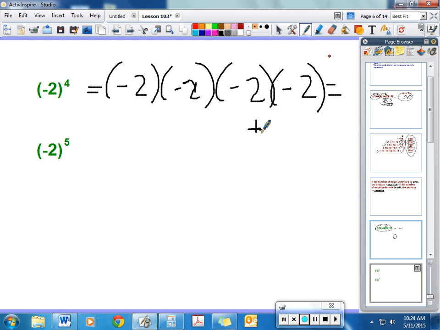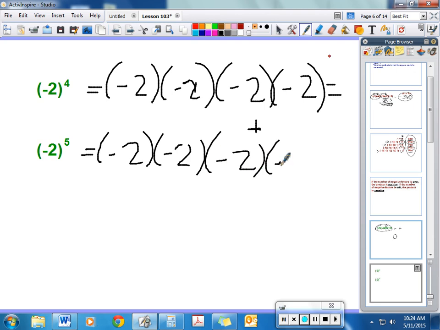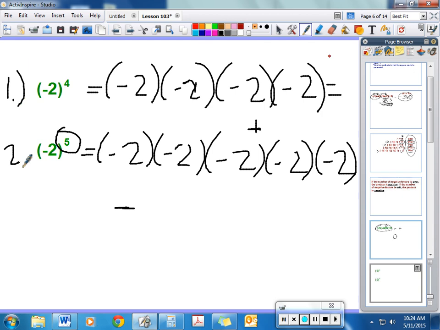For number 2 then, I would like you to figure out what negative 2 to the 5th power would be. So that would be negative 2 times negative 2 times negative 2 times negative 2 times negative 2. Okay, we have an odd number of negative factors, so our answer is going to be negative. And go ahead and figure out that. So that's for number 1, and that is number 2.